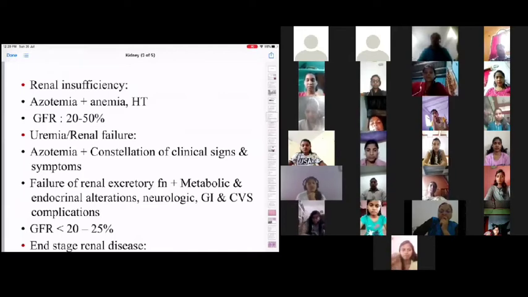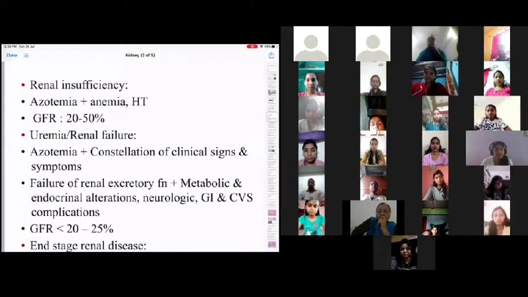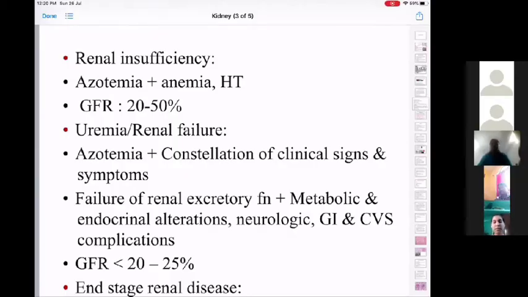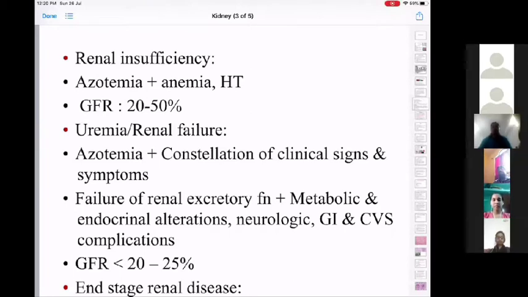And fourth stage is the uremia or renal failure. In uremia or renal failure, there is azotemia plus a constellation of clinical signs and symptoms. Means most of the clinical signs and symptoms appear. If they appear, then we will call it the uremia stage, the uremia stage of chronic renal failure. And there is also failure of renal excretory function plus metabolic and endocrine alteration also. Some neurological, GI and CVS complications may occur. GI is gastrointestinal tract and CVS is cardiovascular system. Okay.